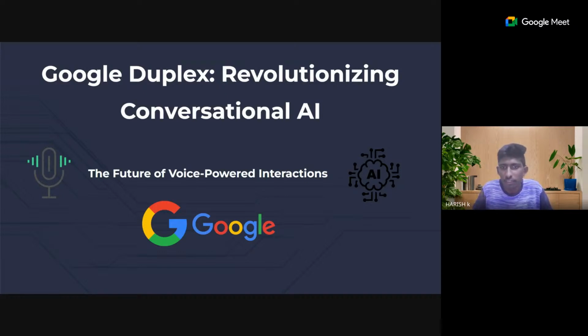Duplex is a cutting-edge conversational AI system introduced by Google in 2018. Unlike traditional AI assistants, Google Duplex is designed to perform complex real-world tasks autonomously by engaging in natural human-like conversations. Think of it this way. Imagine having an assistant who not only listens to your command, but also calls a restaurant on your behalf to make a reservation, reschedule your salon appointment, and confirm your hotel bookings, all in real time without requiring you to lift a finger beyond initiating the request.